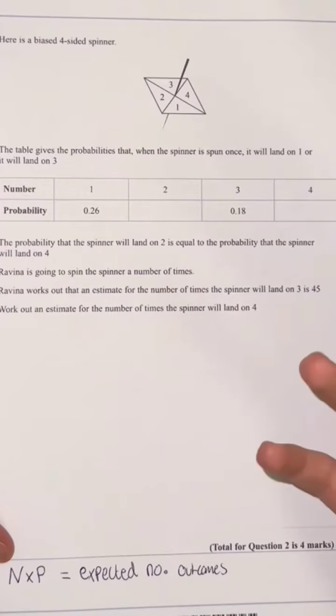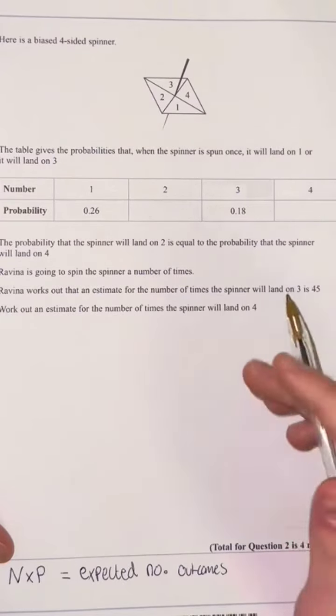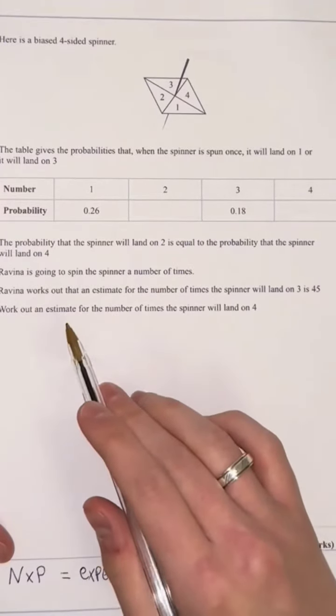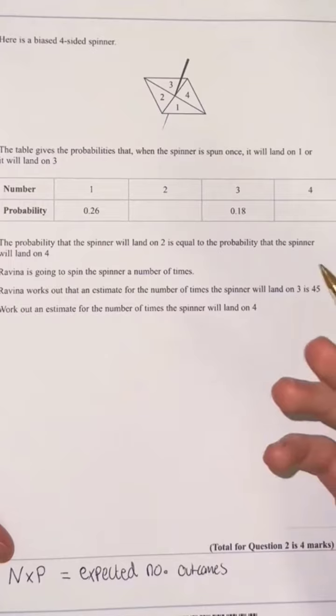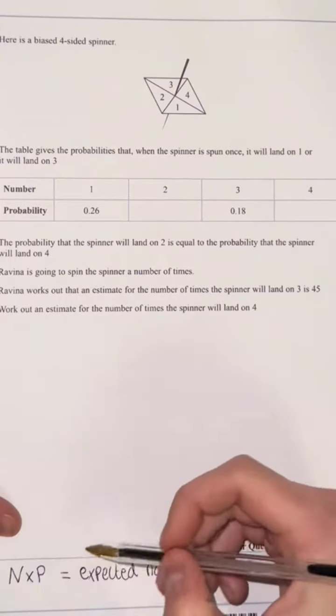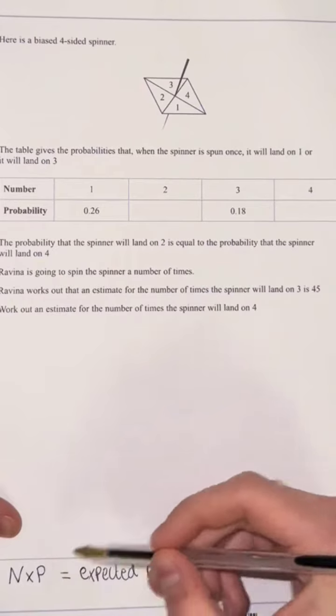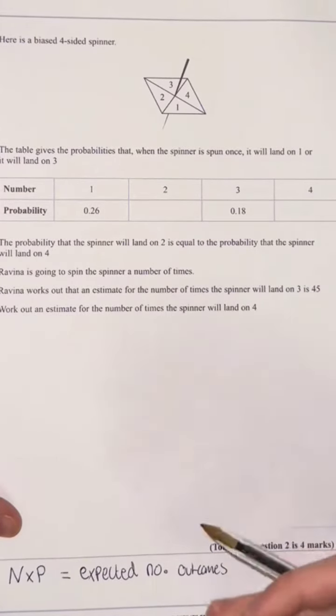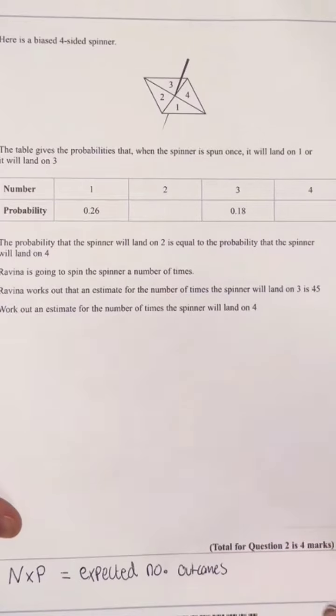Whenever you're approaching problems like this, which seem quite confusing at the get-go, it's always good to think about what you're trying to work out and what you need to do that, okay? If we're trying to work out an estimate for the number of times something will happen given the probability, we can take the number of trials, multiply this by the probability of that event, and this will give us the expected number of outcomes. So if I flip a fair coin 100 times, and for heads and tails it's 50-50, I'd expect 50 heads, because 100 times 0.5 is 50.